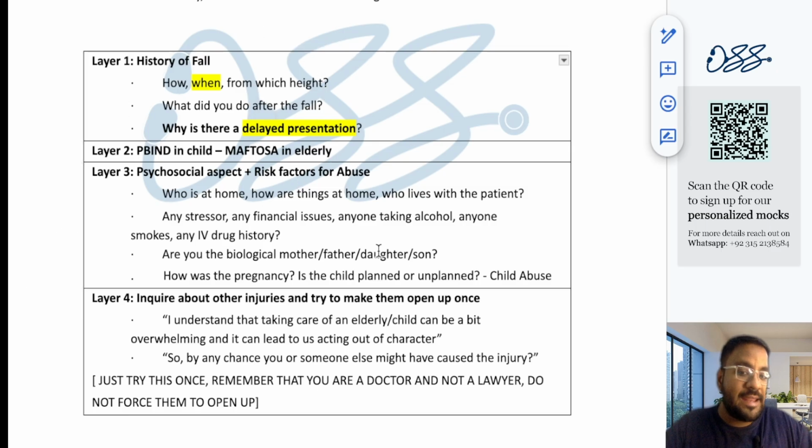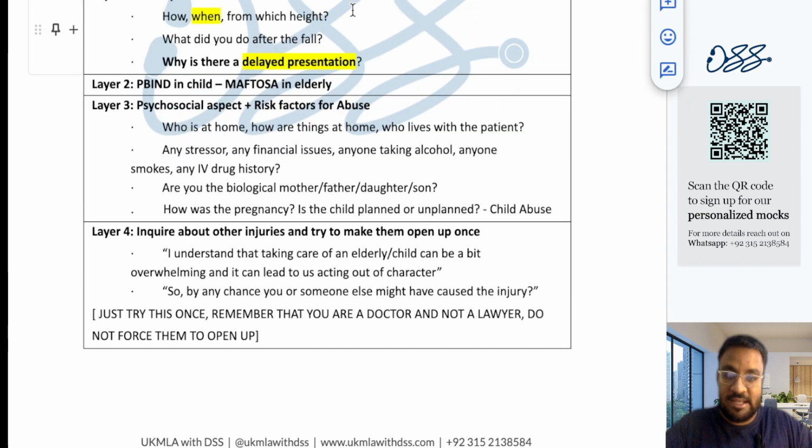So till here you would get the idea that this is a non-accidental injury case. Even though in layer number one you got the idea that this is a non-accidental injury and this can be a form of abuse, you do not just directly jump on to the risk factors of the abuse. What you need to do is the PBIND when it comes to the child, and the MEFTOSA in the elderly. Why? Because if you directly jump onto the abuse, number one, you'll sound scripted. And number two, you would take the patient or the relative a step back, that you're coming to the abuse topic directly. So you don't want to come directly to this particular topic. Just do the PBIND in the child and the MEFTOSA in the elderly, and do it very briefly. You don't need to go into a lot of detail of the PBIND and the MEFTOSA, because there is a lot of other things that you need to do. So that is what layer number two is.